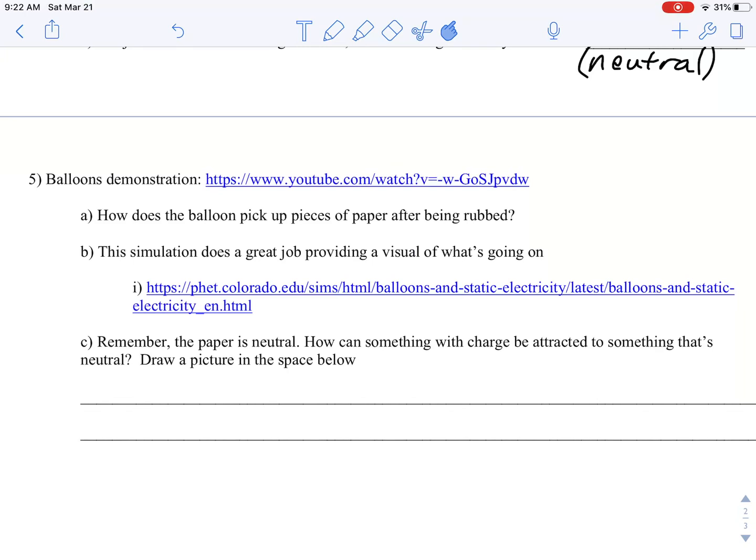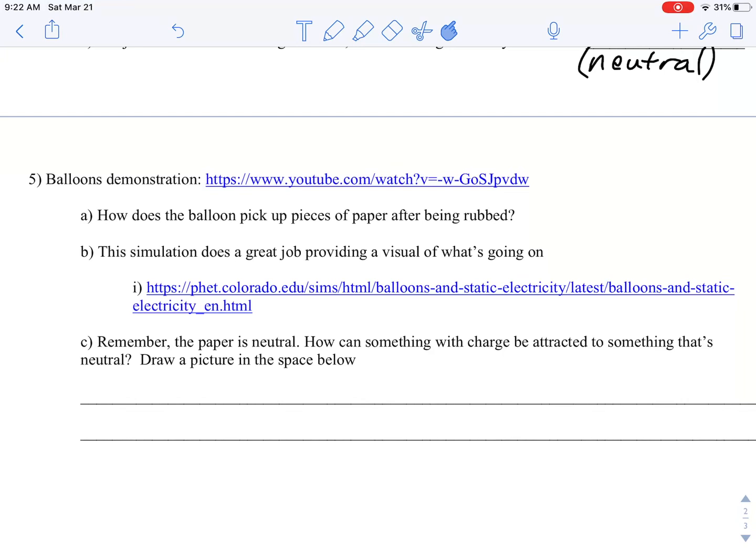All right, so hopefully you watched that video, and the question that comes up is, how does the balloon pick up the pieces of paper? And a lot of people have these different ideas about how that happens. They say, oh, there's charged particles. When you rub the balloon, it gets charged. But here's a problem, and what a lot of people don't notice.